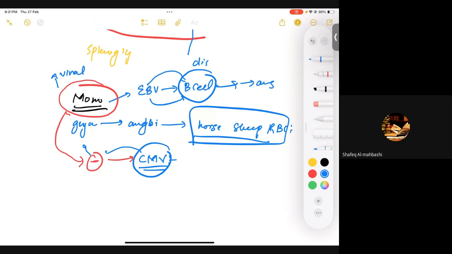It's not for definitive diagnosis. For definitive diagnosis, you should look for the viral capsid, or else you should confirm whether the virus is there or not. Is that clear? Yes, clear, doc. Okay, perfect.